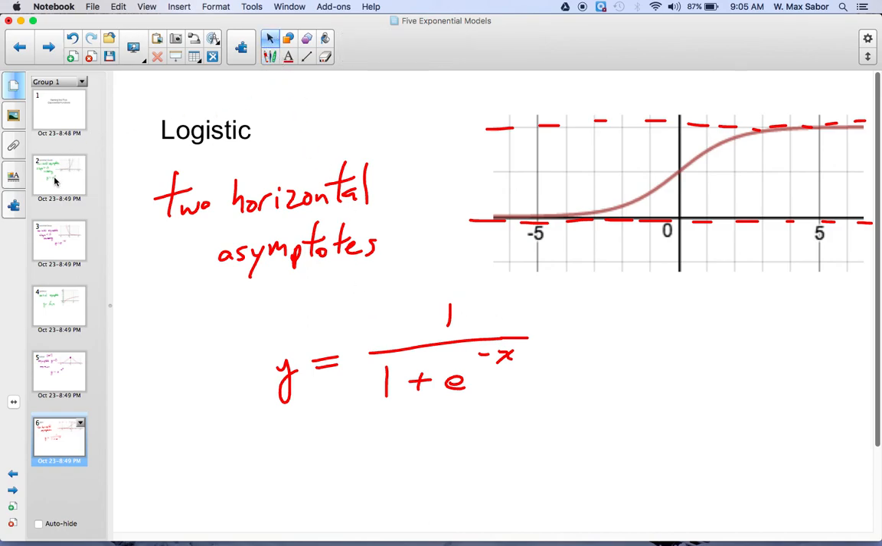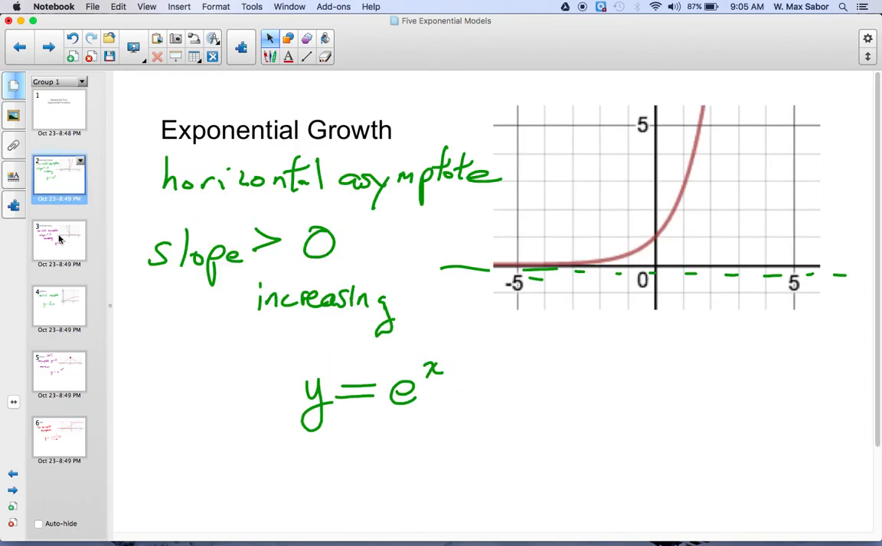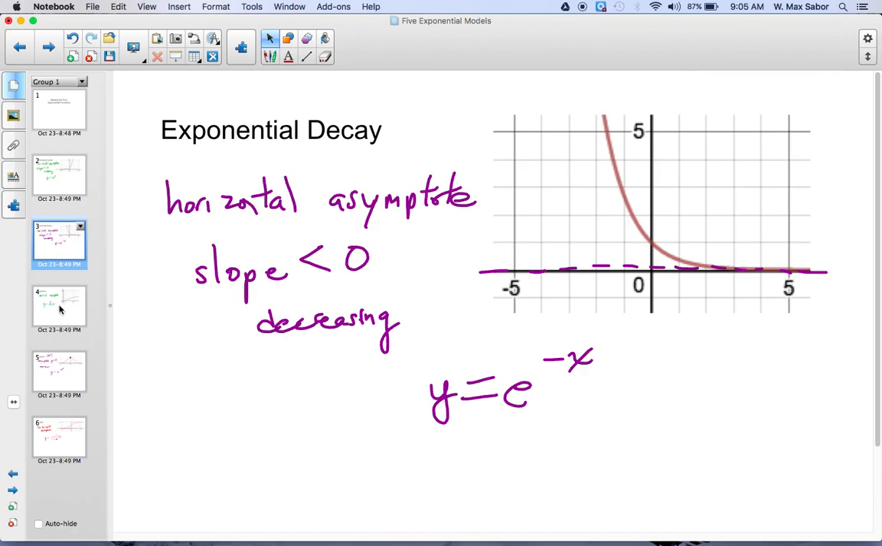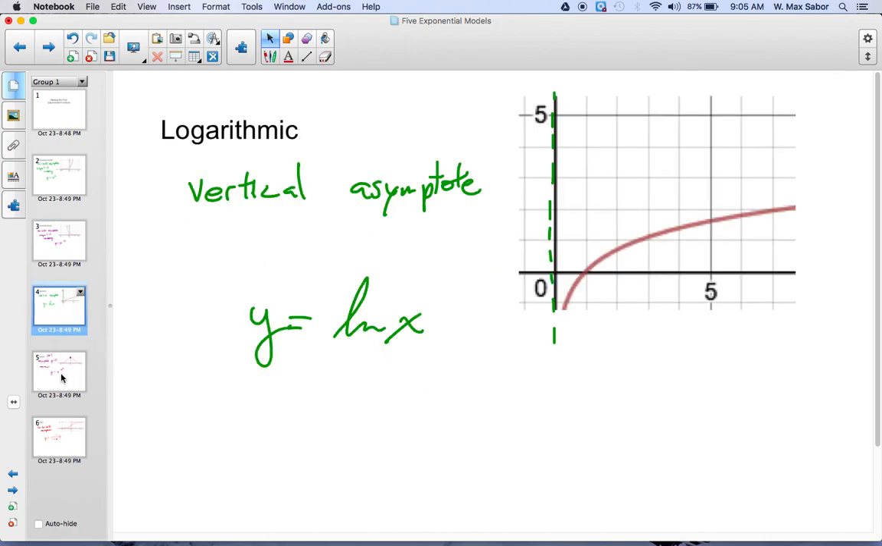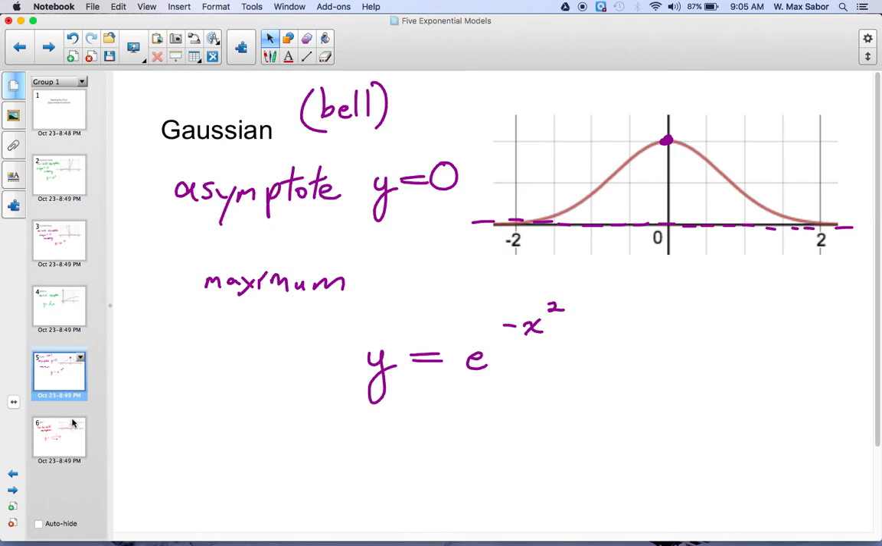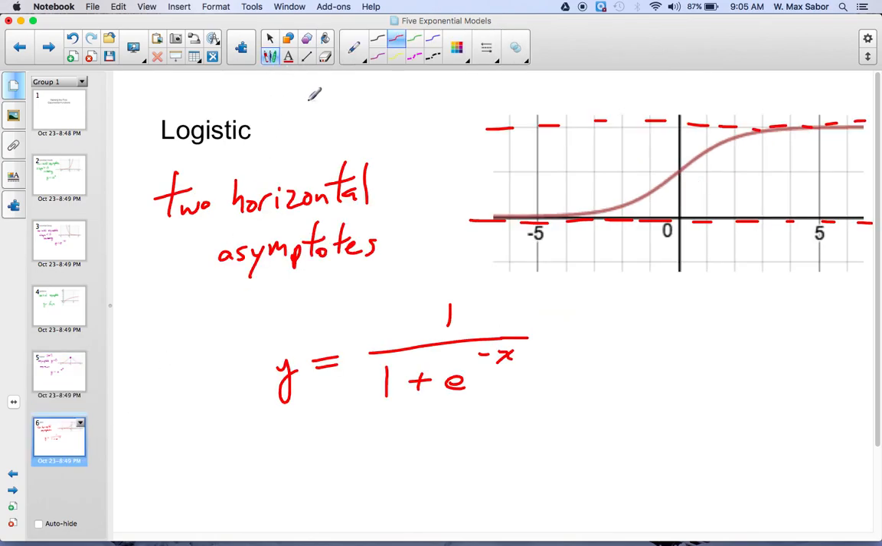So what you should be taking away from this is what each of the graphs look like and what the parent functions look like. Here's exponential growth, exponential decay, logarithmic, Gaussian, and logistic, which is also called sigmoidal.